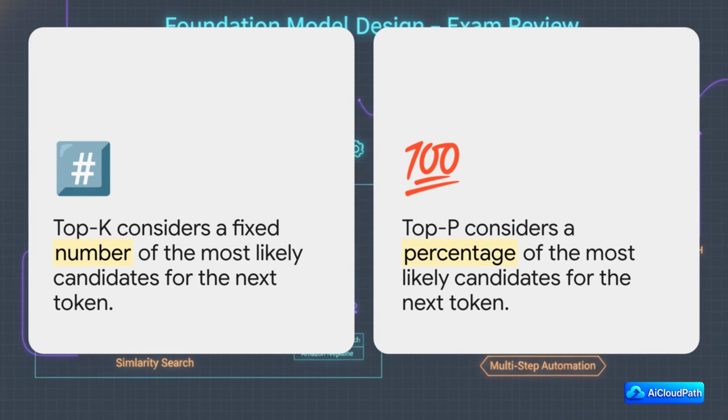Next up, you've got top K and top P. Now, they both do a similar job. They control how the model picks the very next word, but they do it in slightly different ways. Think of it like this. Top K says, hey, only look at the top 10 most likely next words and just pick from that short list. Top P is a little more flexible. It says keep adding words to the list until their combined chance of happening hits, say, 90%, and then pick from that list. So for the exam, remember the key difference. Top K is a fixed number of choices. Top P is a percentage of probability.